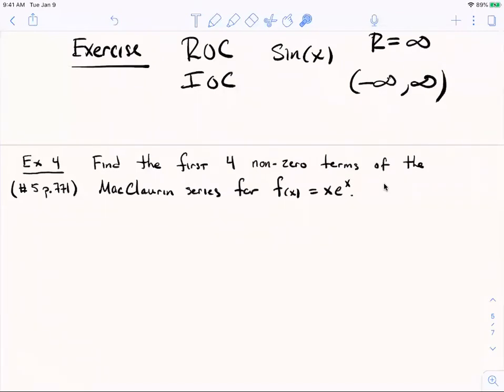I don't feel bad. There's 4 other problems in that block that I'm asking you to do. I'm just including this example so that you have some idea of what it's asking me to do. Find the first 4 non-zero terms in the Maclaurin series. Well, it's asking you to do this.